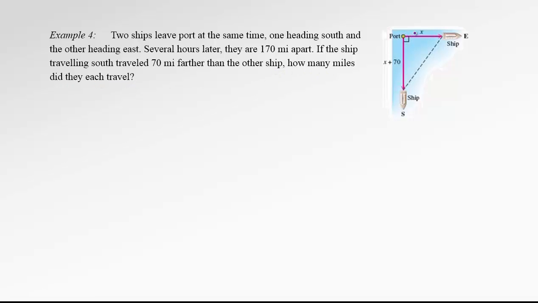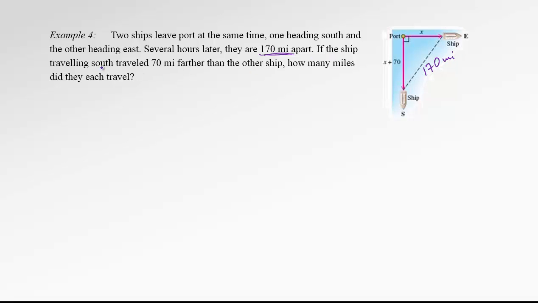So using this diagram, if we find x, we would know the distance of this first ship and the distance of the second ship. Since the two pathways are perpendicular, we are going to take advantage of this right-angle triangle, so the plan would be to use Pythagorean equation. We do know that after those several hours, they are 170 miles apart. That means that this distance is 170 miles.